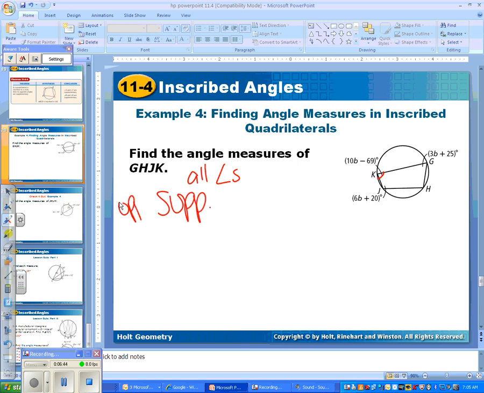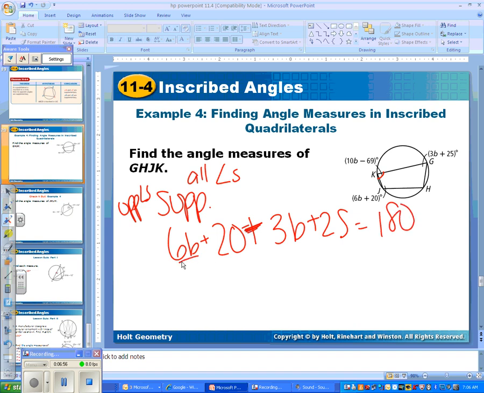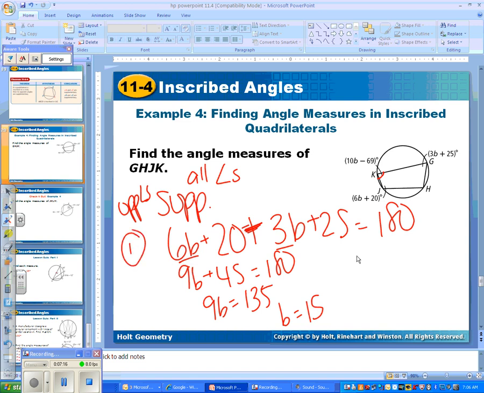Opposite angles are supplementary. So that means 6b plus 20 plus 3b plus 25 is going to equal 180 degrees. Combine like terms, and we get 9b plus 45 equals 180. Subtract, and we get 9b equals 135. Divide by 9, and we get b equals 15. And we're not done. Now that we have b equals 15 degrees, this is our first step. The second thing we need to do is plug it into all the angles.